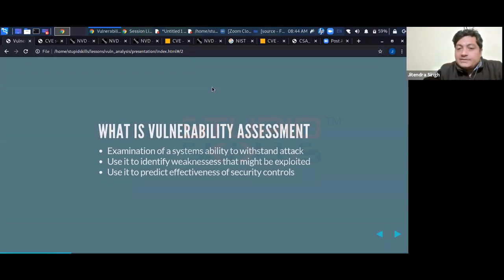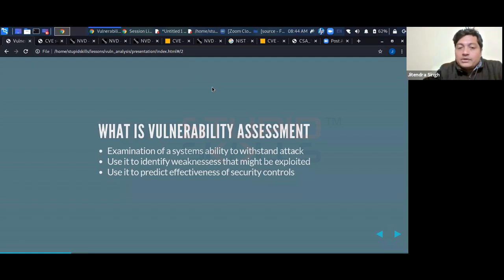So what actually is an assessment? In a 3-point format, I have given the definition on the slide. It is an examination of a system's ability to withstand an attack. Once you get a vulnerability assessment report, you normally have a dashboard of all the systems that are there in your corporate network or in your home, of the various devices. And this kind of assessment is used to identify weaknesses that might be exploited.